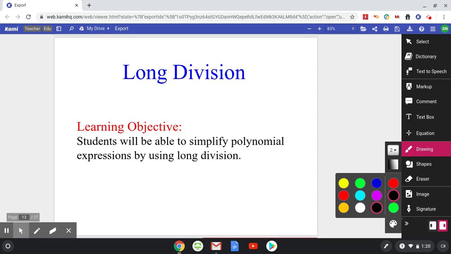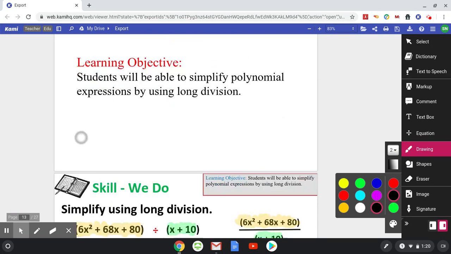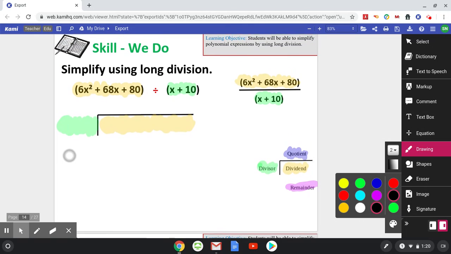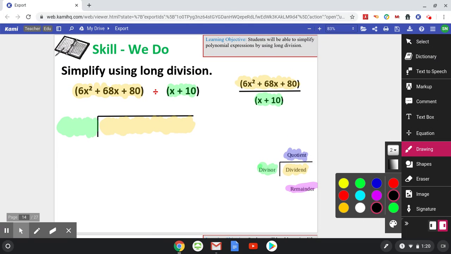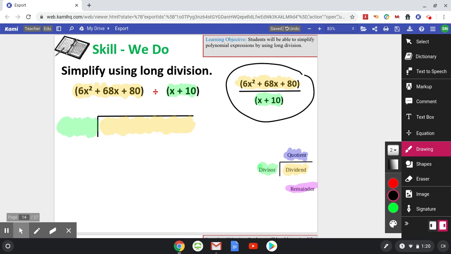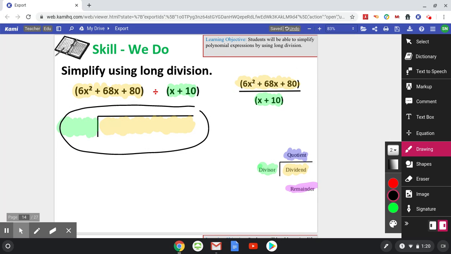Hello, in this video you will use the long division method to simplify polynomial expressions. As you can see in this slide, I have three different ways that this problem could be given to you. One of them could be the problem is given to you in one line. The problem could be given to you as a fraction, or the problem could be given to you in all division form.